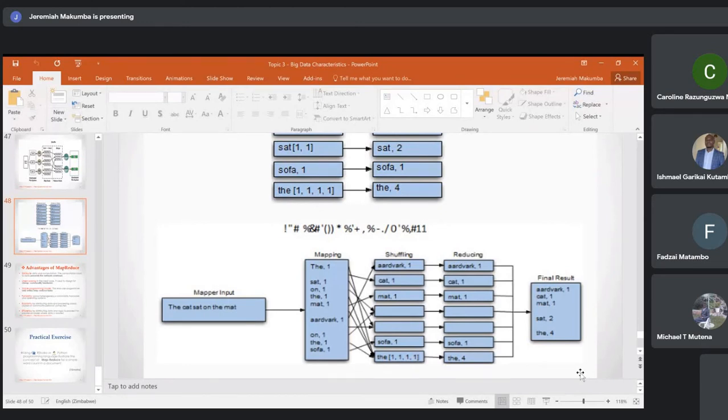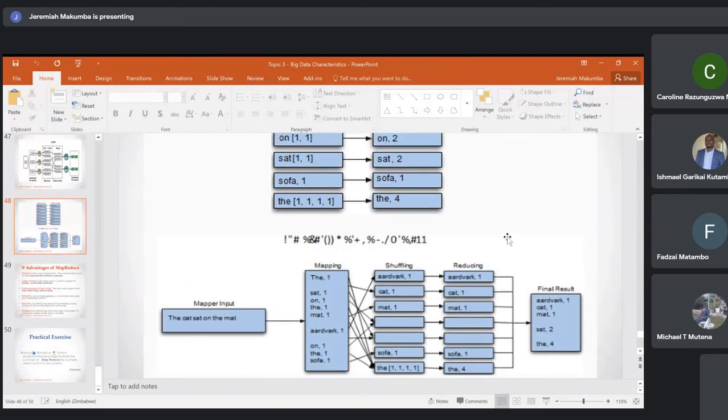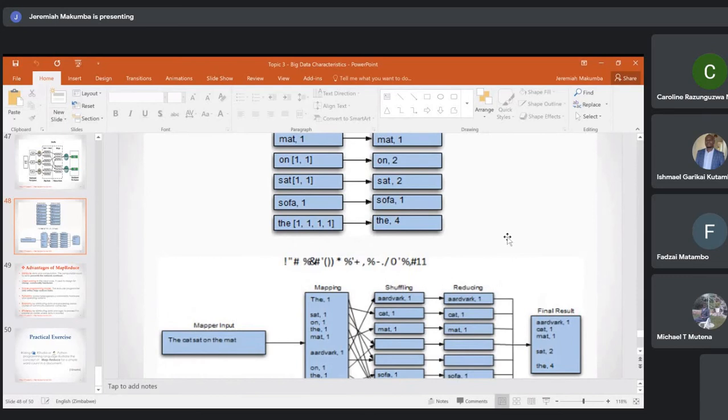"the" is 4 times, "sat" 2 times, "cat" 1 time, "mat" 1 time, and that other one, I'm not so sure, 1 time. So that is the final result, where we have the mapper input, mapping, shuffling, reducing, and final result.